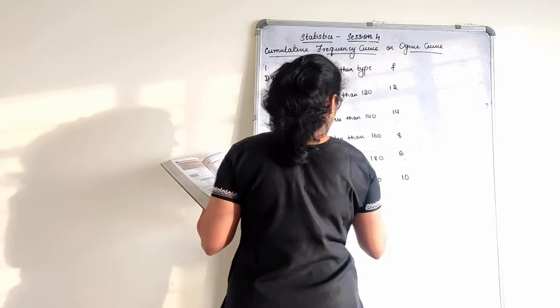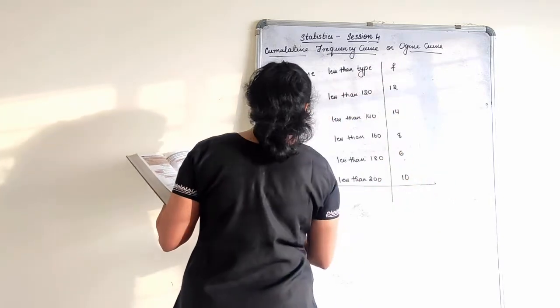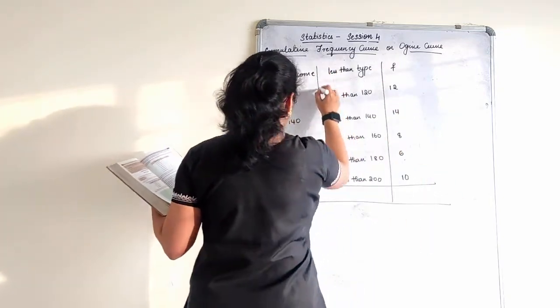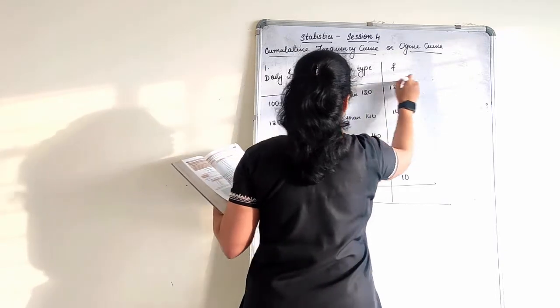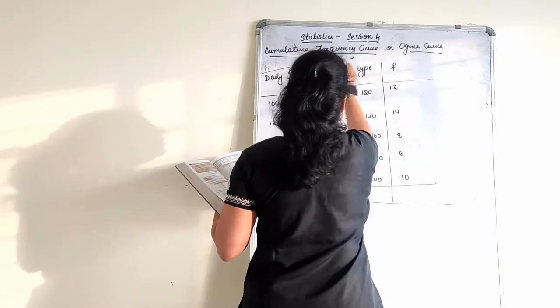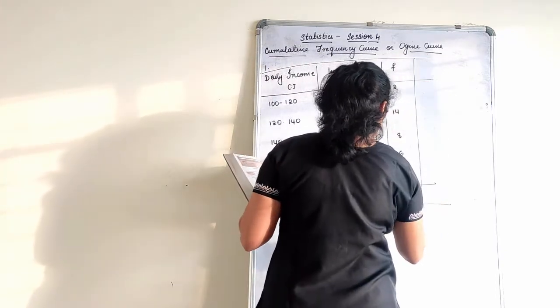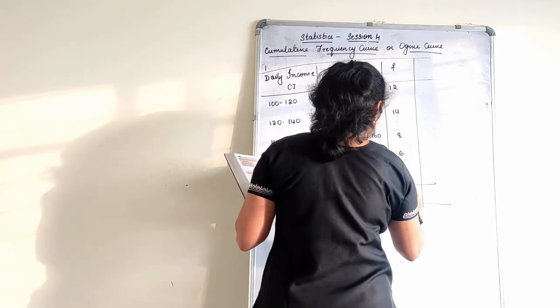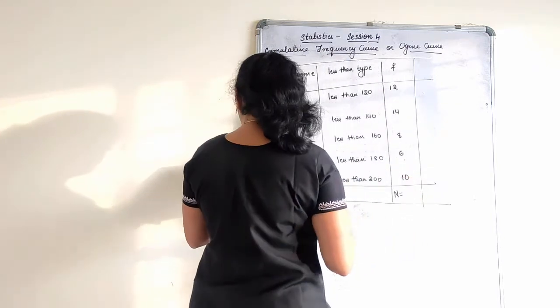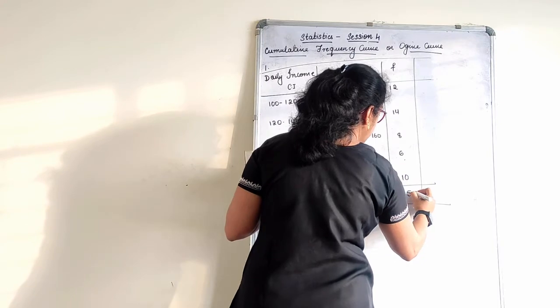Now as I had told you, this should be in the tabular column as well. Statistics data representation should always be in the tabular column, neatly written. So N, yes, we require N. The total number they have given as 50.